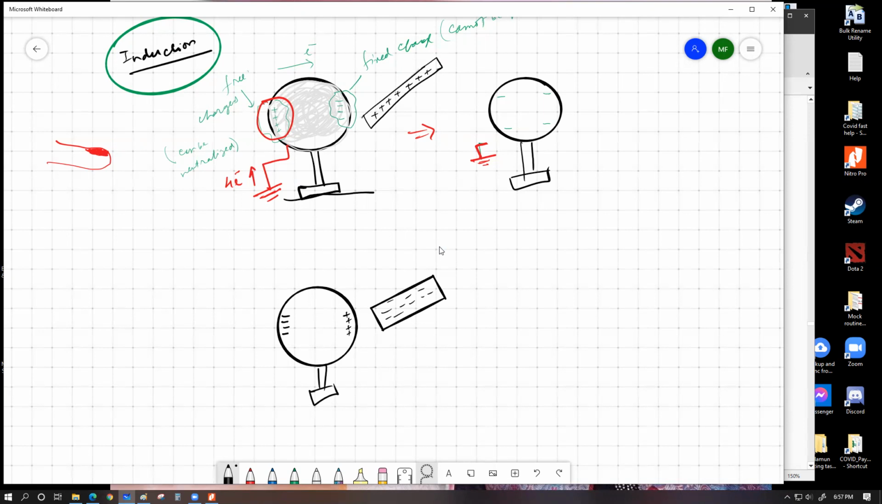And once again, if we do provide an earth connection, in this case the far charge or the free charge will become neutralized. In this case, electrons are going to move back to the ground, making this side perfectly neutral. And then to make sure that the positive charge stays within, we have to disconnect the earth connection first. So let's say we disconnect the earth connection, and then if we remove this thing altogether, these positive charges are going to distribute themselves all over the sphere.